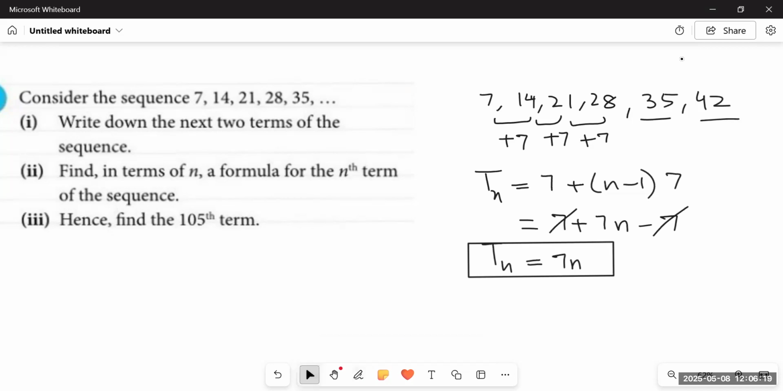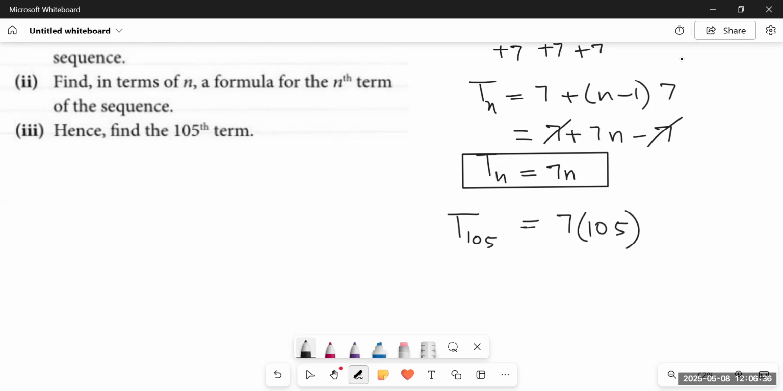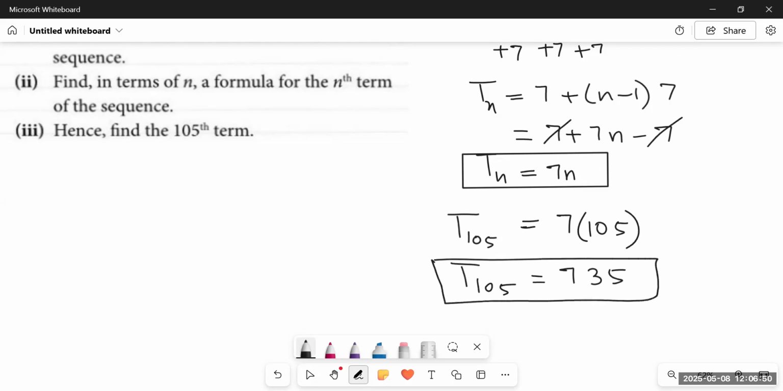So in part 3, we have to find out the 105th term. So it means in place of n, we will write 105, which means we are finding T105. The position number is 105, and what would be the term on this position? That's what we have to find. So for this, we will simply multiply 105 with 7. So 7 fives are 35 and 7 ones are 7. So the answer would be 735. It means in this particular sequence, the term on the 105th position would be 735. That's all.